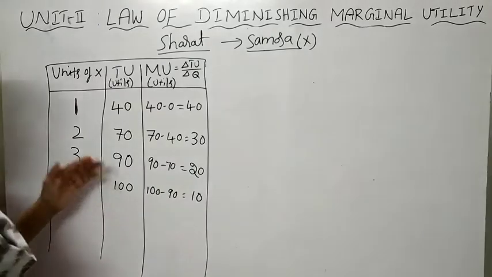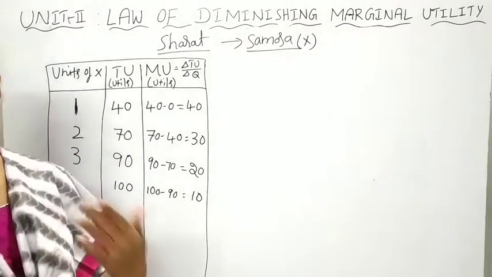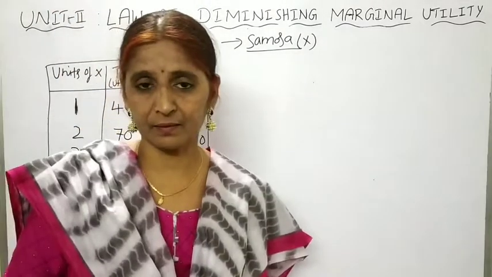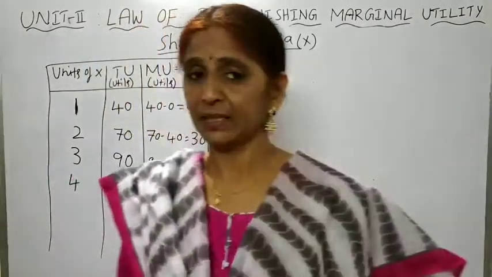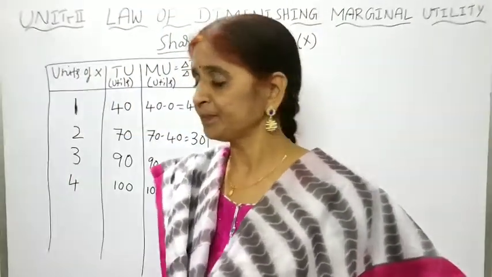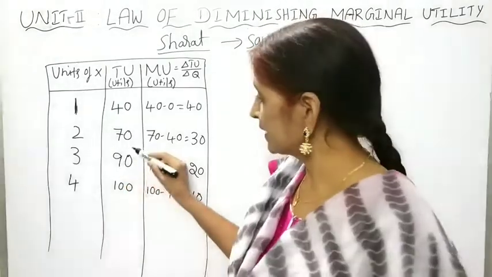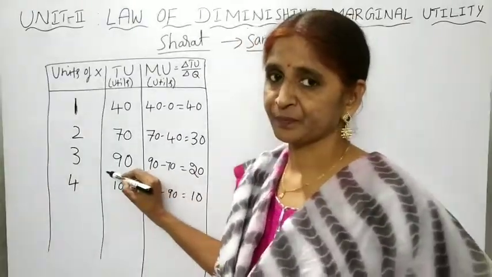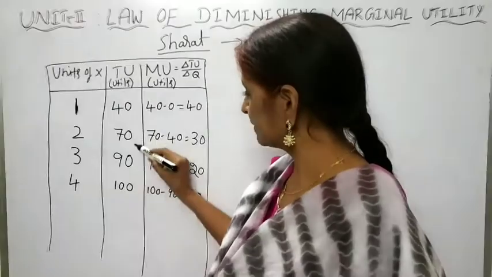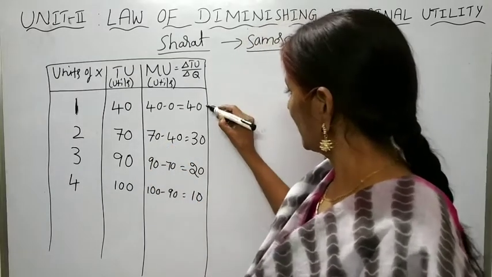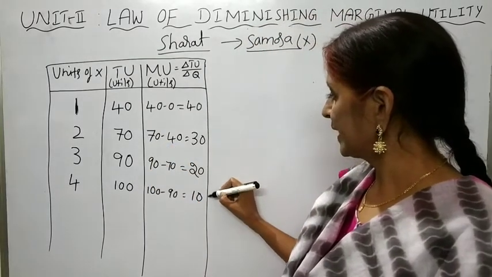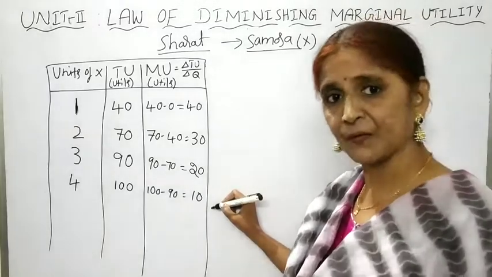So in this way, whenever Sharath goes on consuming samosas continuously, by consuming more units, the total utility which he derived is increasing but in a diminishing way. So whenever total utility is increasing in a diminishing way, marginal utility is diminishing or falling.